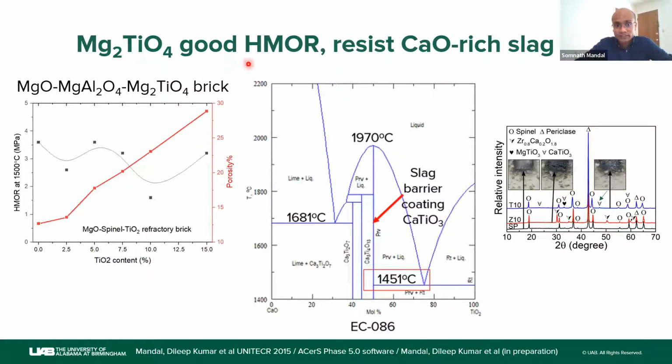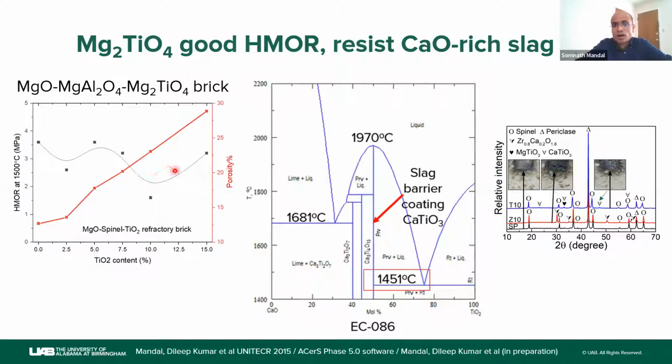Not only is there that bonding, but you can see that in situ magnesium titanate increases the porosity. The red line on the right side is porosity. You see the porosity is increasing, and strength decreases exponentially with porosity. But what you see here is that hot MOR is not changing much. It's almost constant. So this means that magnesium titanate has a very good solid solution with magnesium aluminate, which is resistant to high temperature deformation.